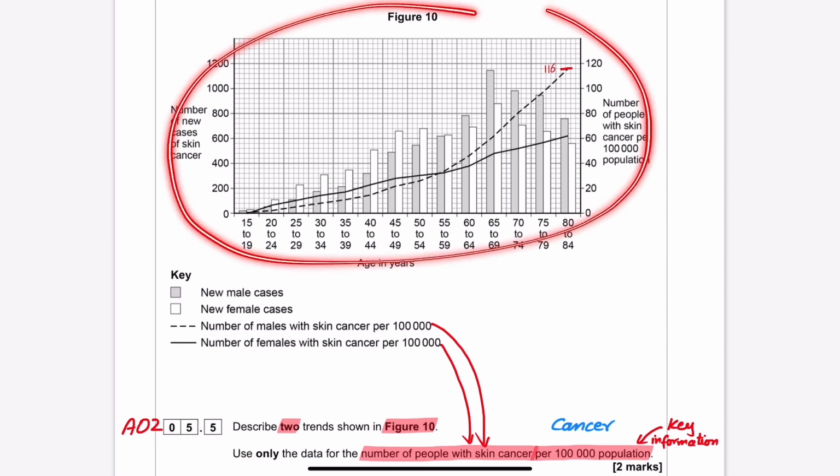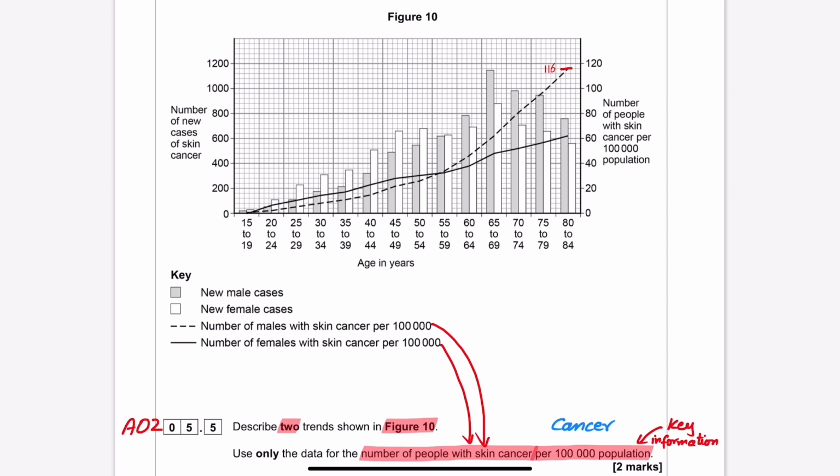Figure number 10 is given again, and in this figure we can see that there are two types of graphs. One shows bar charts and the other shows line graphs. 5.5 is an AO2 question. Describe two trends shown in figure number 10. Use only the data of the number of people with skin cancer per 100,000 population. The key information is per 100,000 population. So we don't need to mention the bar charts or the new male or new female cases. We need to discuss only the line graphs.